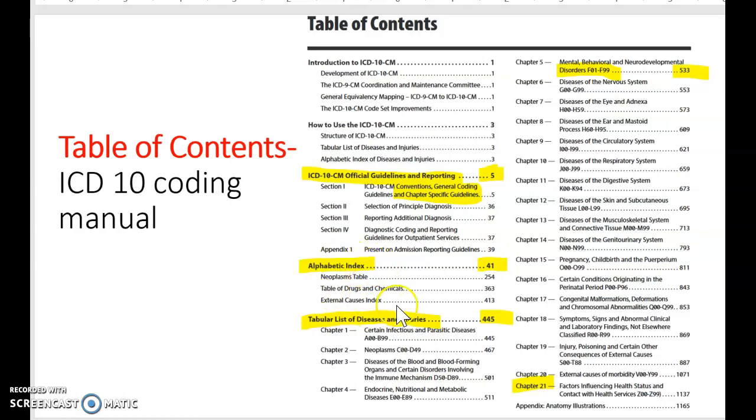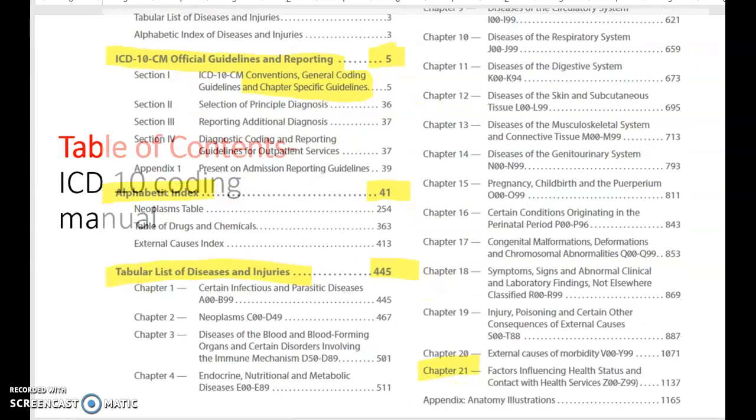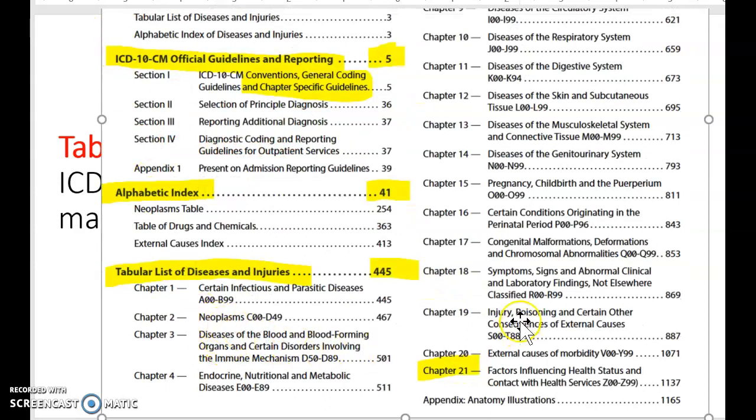Once you find these codes in your indices, which is all these different categories here, you go to your tabular list. Your tabular list is divided into 21 or maybe 22 chapters, depending upon the book you have. And every one of these chapters, as you can notice, if you can, let me make it bigger, you see that these chapters are divided according to A, B, C, D.